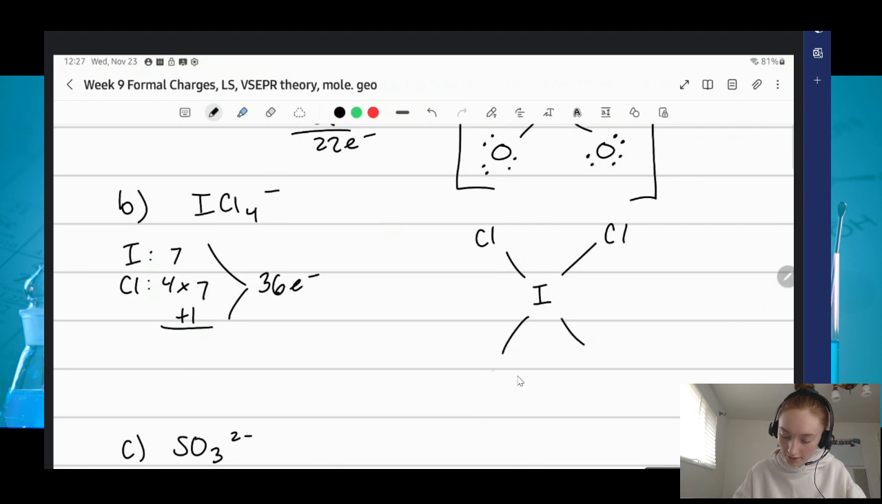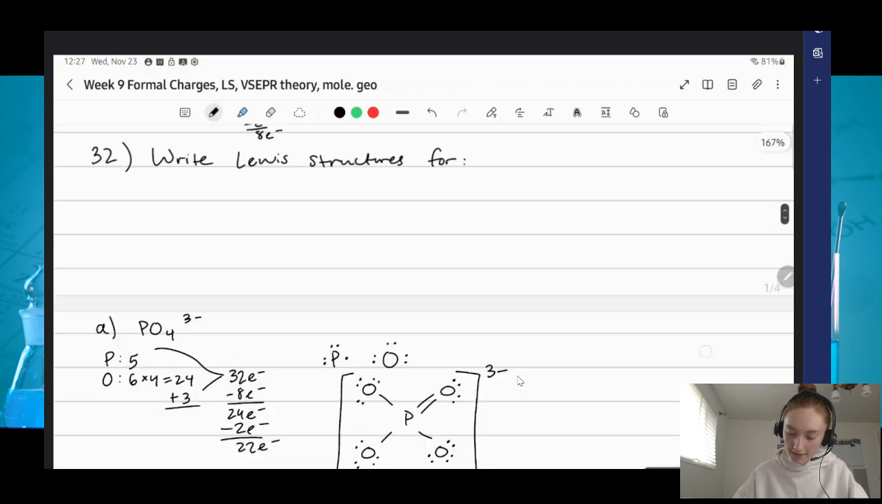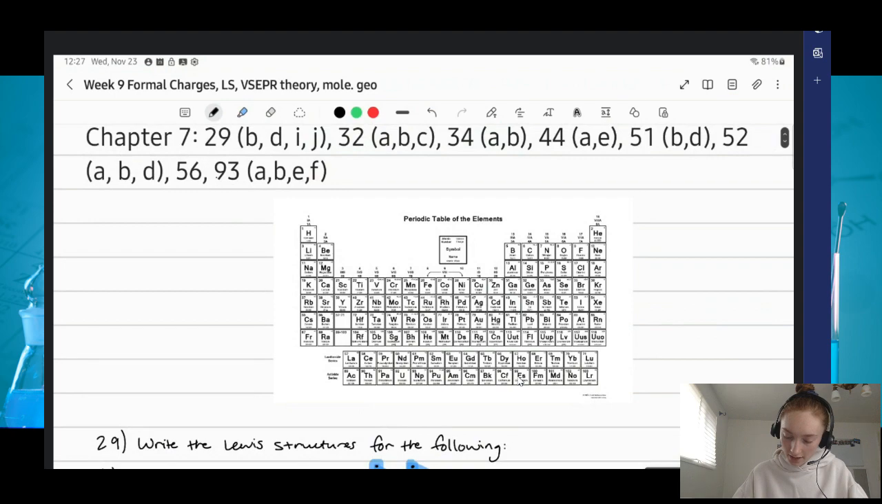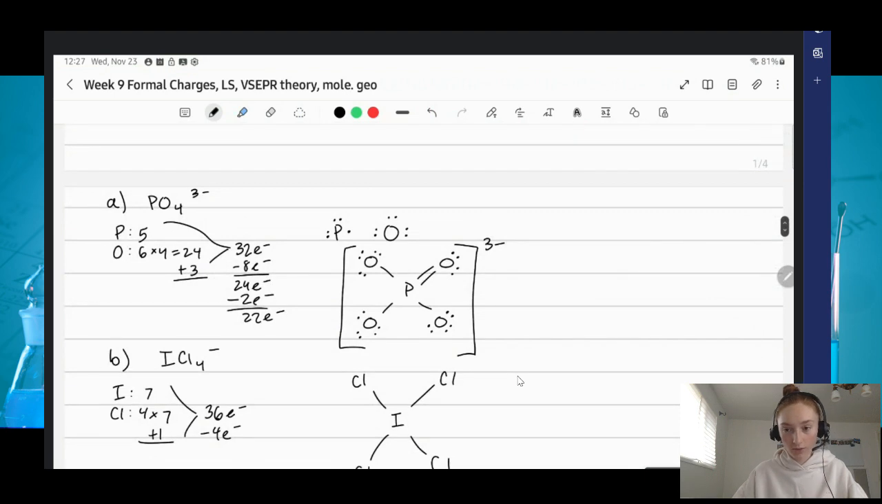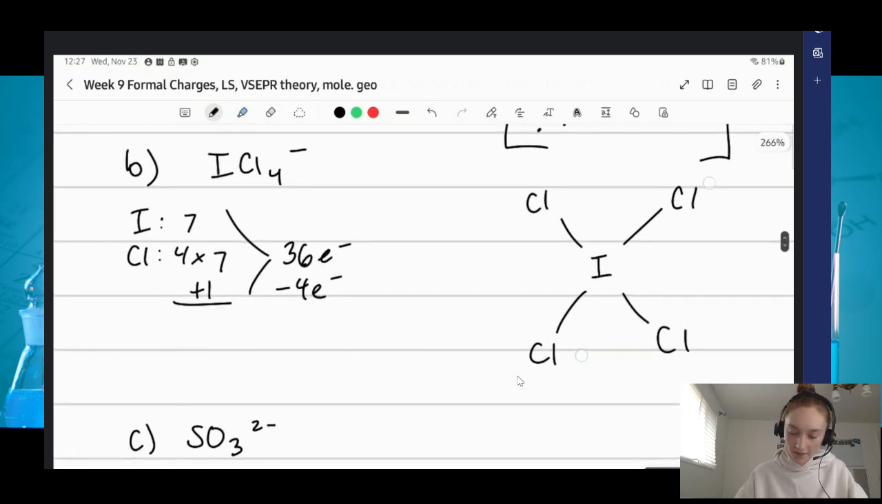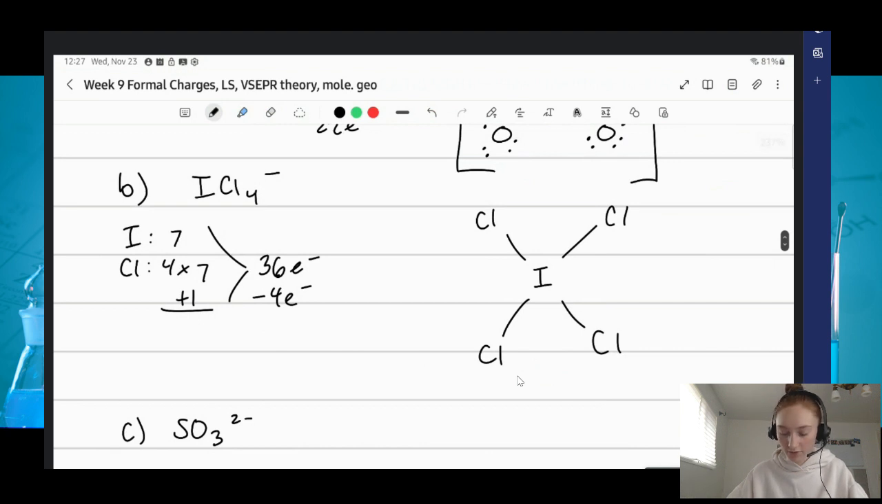So since we have 4 chlorine here, I'm just starting off with 4 bonds. And just to check, iodine is located right here. I believe iodine has the ability to hold more than 8. It's always good to double check, like I said in the last problem. So iodine can hold more than 8, so just know that. Okay, so let's subtract 4 bonds, and 4 times 2 is 8, so minus 8. So 36 minus 8 will be 28 valence electrons.